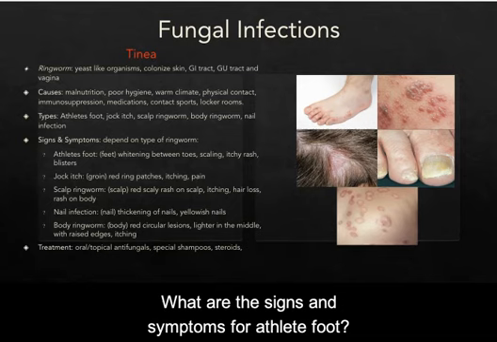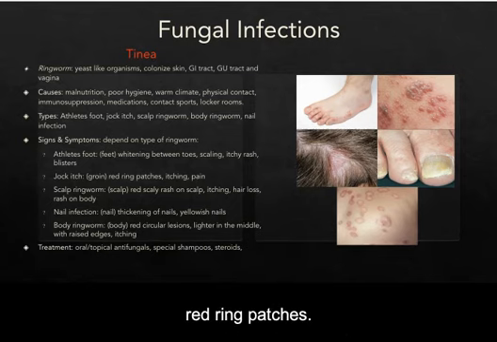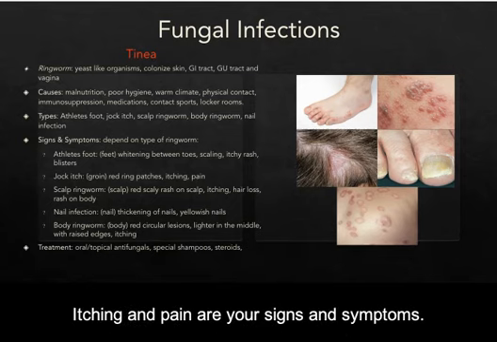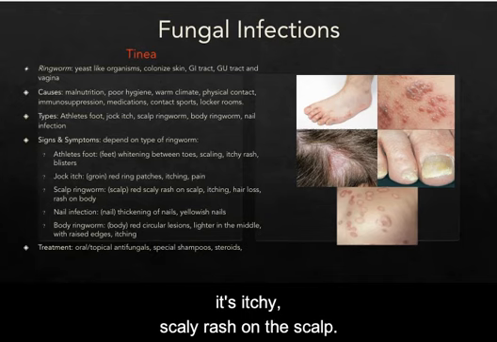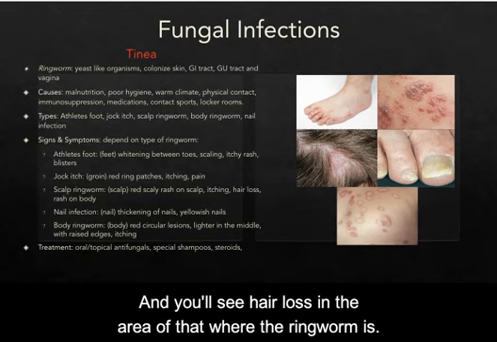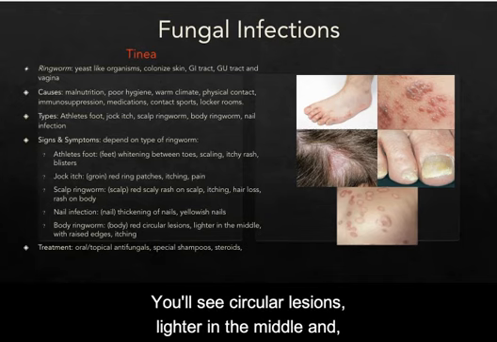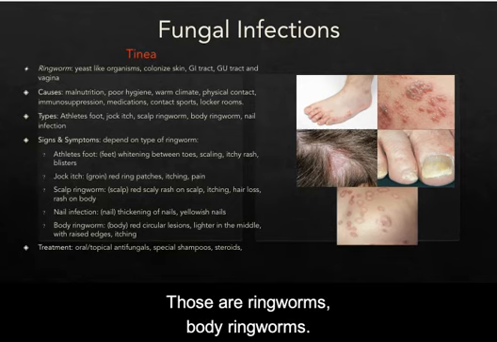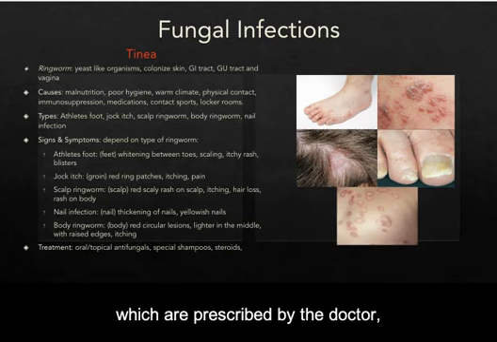What are the signs and symptoms? For athlete's foot, you'll notice a whitening between the toes. For jock itch, you'll see red ring patches in the groin area, itching, and pain. Scalp ringworm, again, is an itchy, scaly rash on the scalp, and you'll see hair loss in the area where the ringworm is. Then you have nail infection. You see thickening of the nails, yellowish nails. Body ringworm, you'll see circular lesions, lighter in the middle, with raised edges. How do we treat these? We treat them with oral or topical antifungals, which are prescribed by the doctor, and special shampoos, and even steroids.